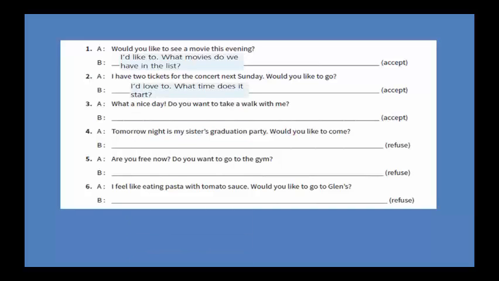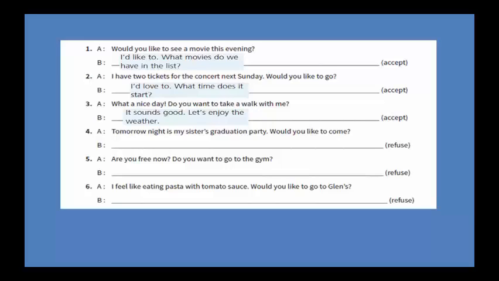I'd love to. What time does it start? The third question. What a nice day. Do you want to take a walk with me? Let's accept the invitation again. It sounds good. Let's enjoy the weather. Question 4. Tomorrow night is my sister's graduation party. Would you like to come?